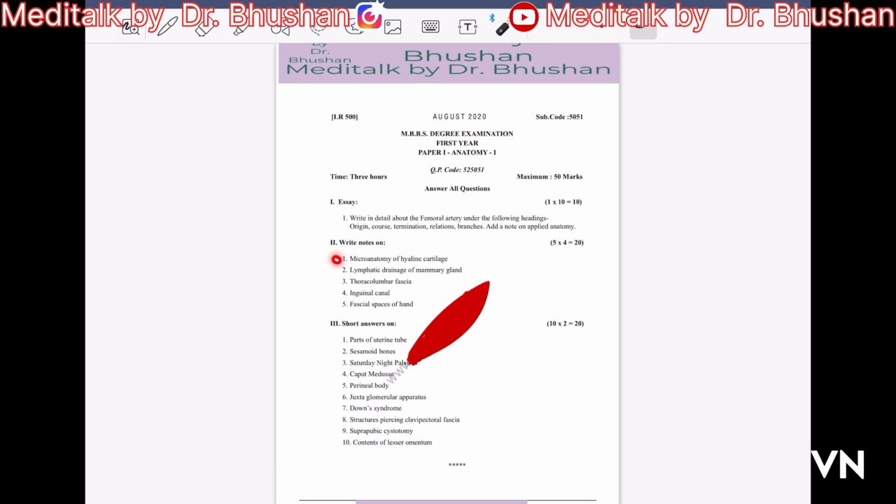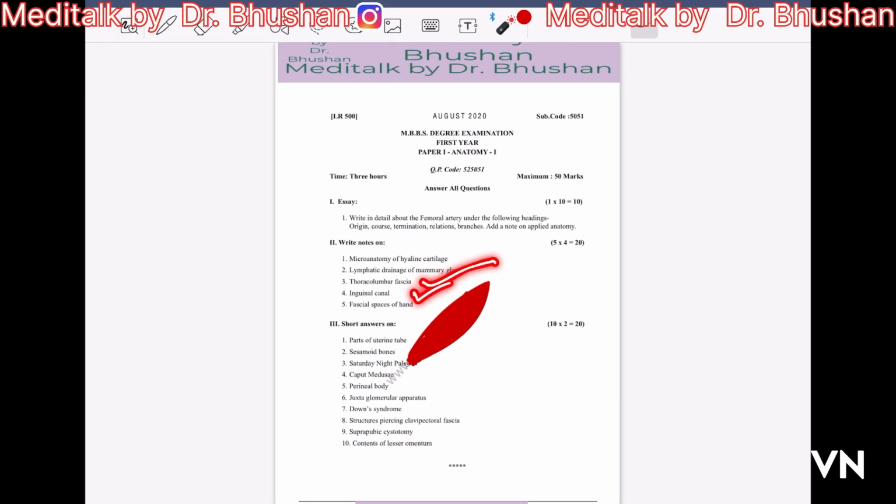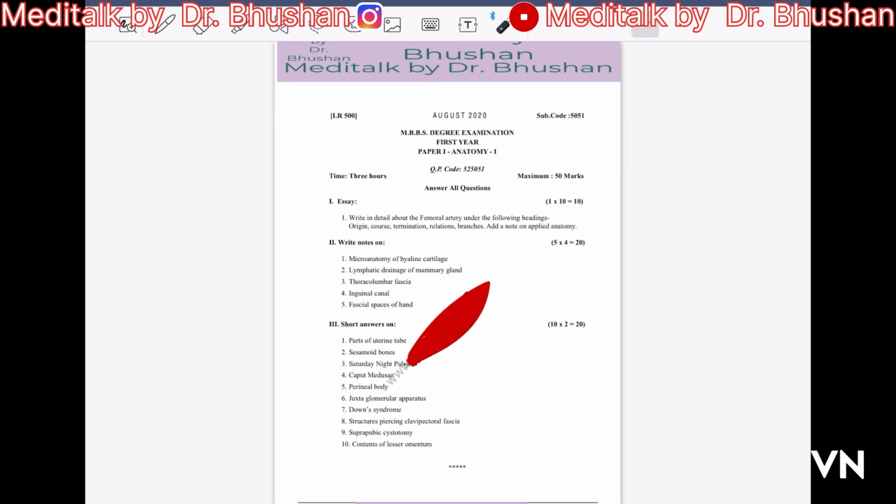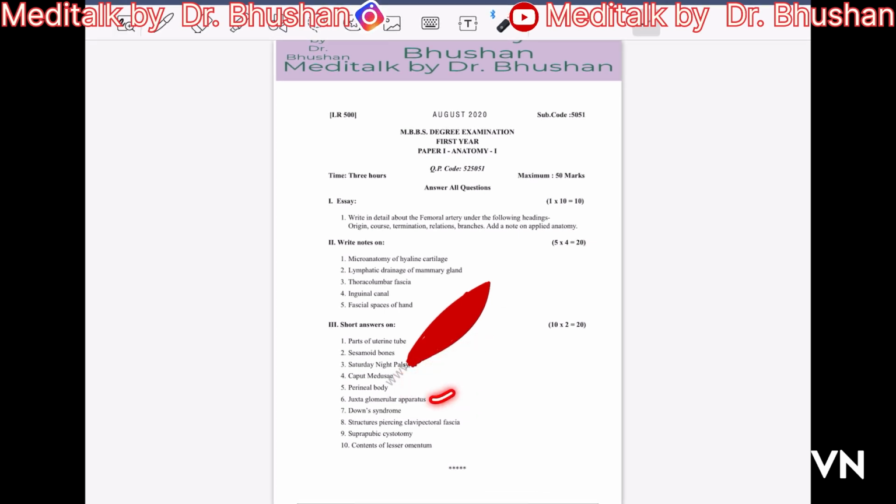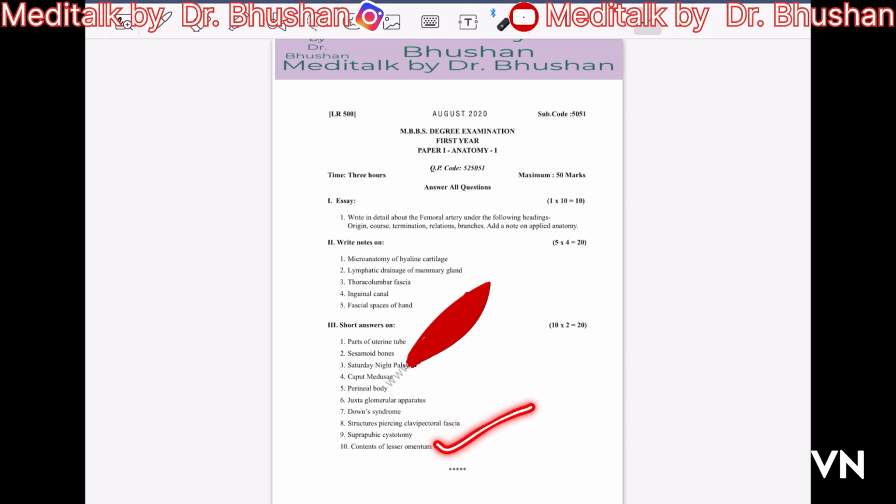Second part: microanatomy of hyaline cartilage, lymphatic drainage of mammary gland, thoracolumbar fascia, inguinal canal, fascial spaces of hand. Third part is short answer: parts of uterine tube, sesamoid bone, Saturday night palsy, caput medusae, perineal body, juxtaglomerular apparatus, Down syndrome, structures piercing the clavipectoral fascia, suprapubic cystostomy, contents of lesser omentum.